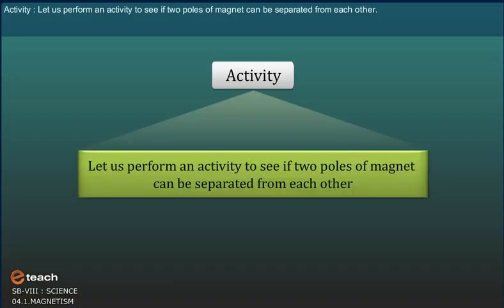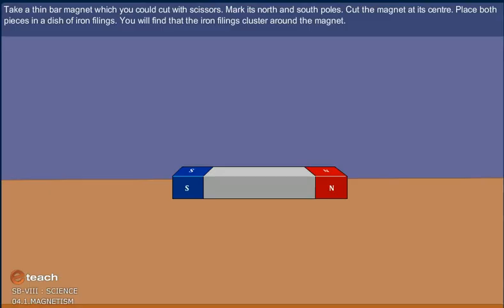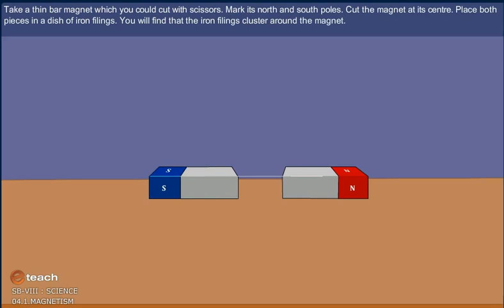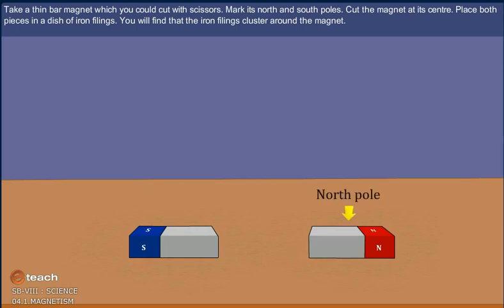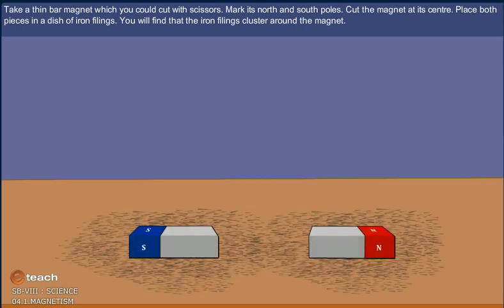Activity. Let us perform an activity to see if two poles of a magnet can be separated from each other. Take a thin bar magnet which you could cut with scissors. Mark its north and south poles. Cut the magnet at its center. Place both pieces in a dish of iron filings. You will find that the iron filings cluster around the magnet.